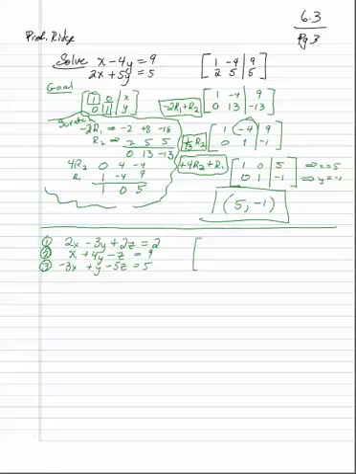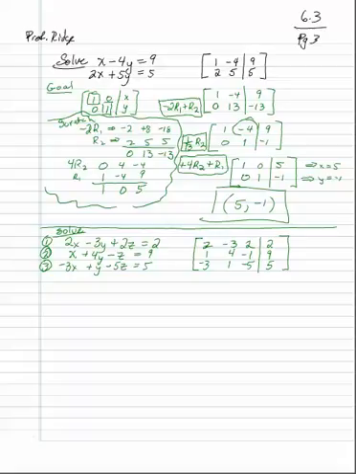Okay, so let's write the augmented matrix. I'm going to solve this. So we're going to have 2, -3, 2 equals 2. Equation 2 is 1x plus 4y minus 1z equals 9. Equation 3 is -3x plus 1y minus 5z equals 5.